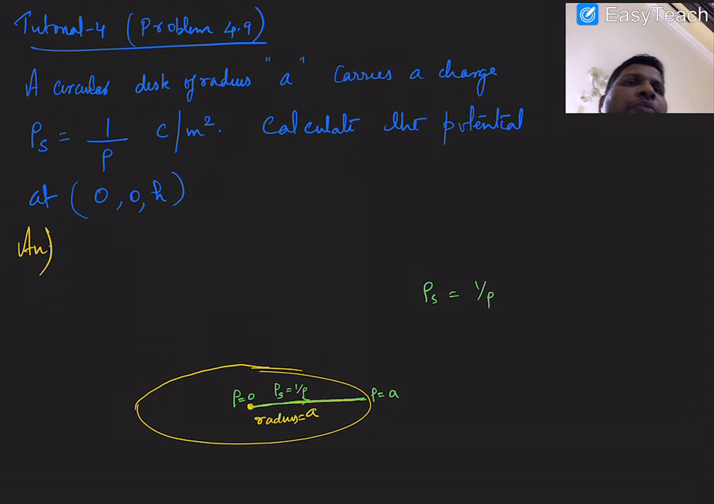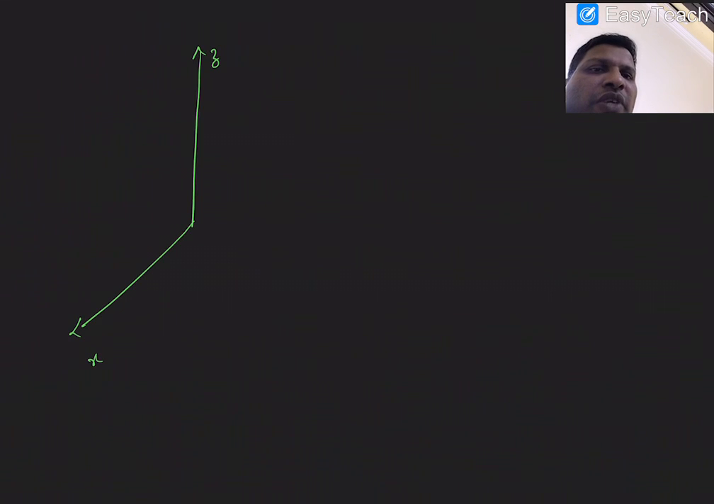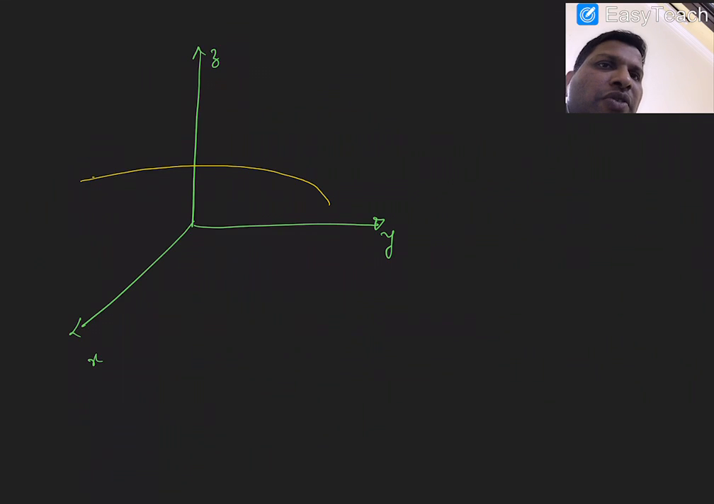Now calculate the potential at 0, 0, h. So this is at the point which is 0. So let us first draw the axis for this. So I will use the next page. So let us consider the z axis, x axis and the y axis, and next we will draw the circular disc which is placed in the xy plane.